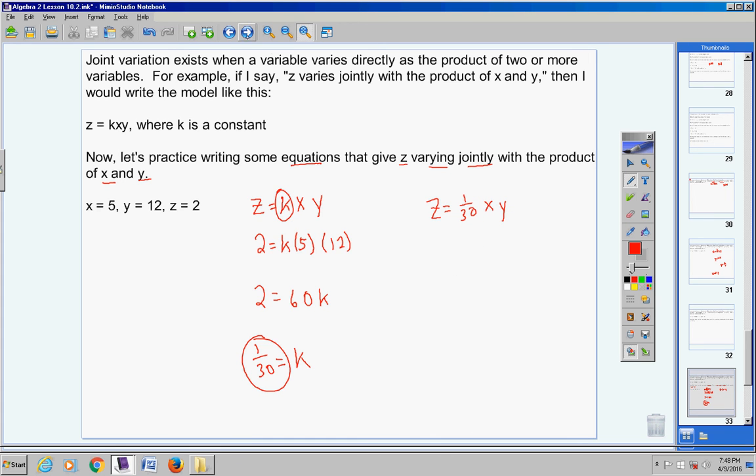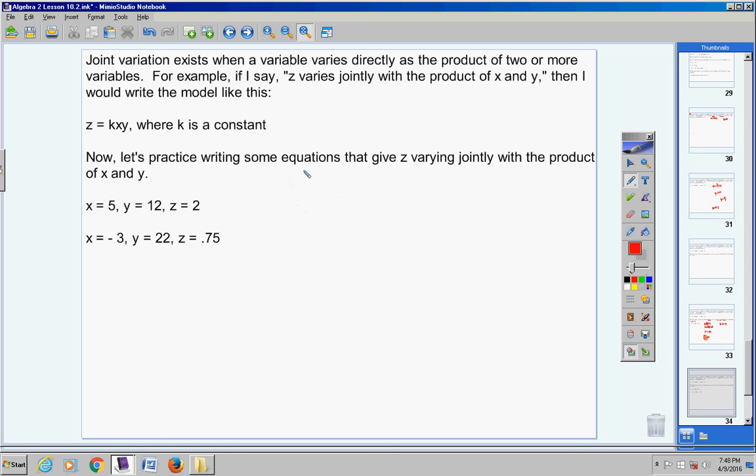Let's try another one. I want you to write an equation that gives Z varying jointly with the product of X and Y. So, as soon as you see the words equation and Z varies jointly with X and Y, you're thinking Z varies jointly with X and Y. Where the X is, I'll put -3. Where the Y is, I'll put 22. And where the Z is, I'll put 0.75. And here we go. Let's simplify this side over here. 0.75 equals -3 times 22, which is -66K.